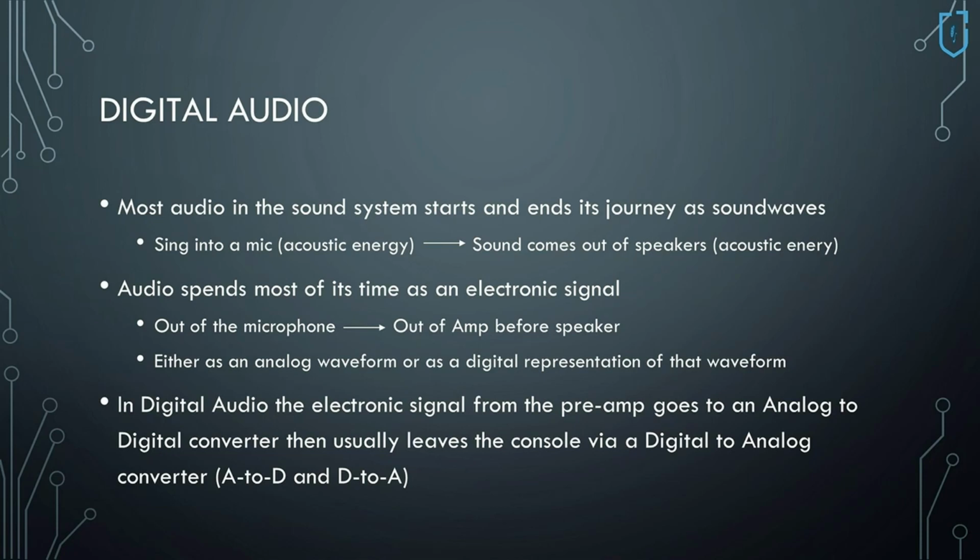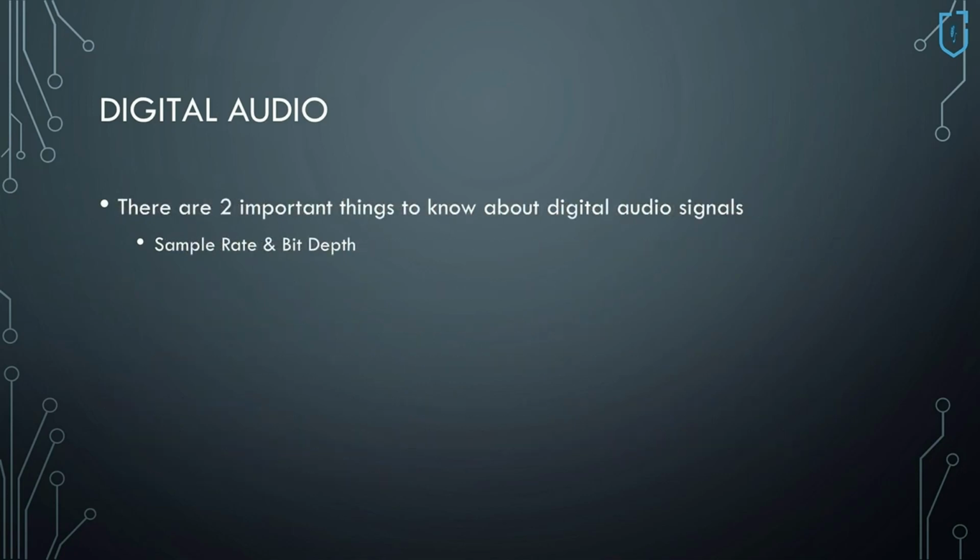So in digital audio, the electronic signal goes from the preamp, which is what your gain controls, to an analog to digital converter, then usually leaves the console via a digital to analog converter. So it switches back and forth. We call that an A to D, D to A. Two important numbers, if you're looking into digital soundboards, it'll often tell you the sample rate and the bit depth.